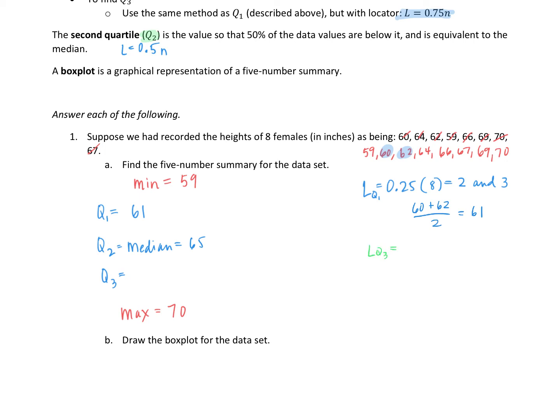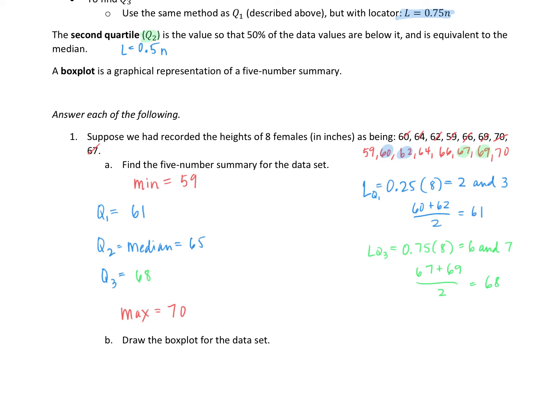And now we're going to do something similar for Q3. So for Q3, we're looking for 0.75 times 8 because it has 75% of the data below it. So 0.75 times 8 is 6. Again, we got a whole number. So we're going to use the data in spot 6 and spot 7, and we'll average those together. So 4, 5, 6, 67 is in spot 6, and 69 is in spot 7. So we're going to add those together. So 67 plus 69 divided by 2, and when we do that, we will get 68. So Q3 is 68.